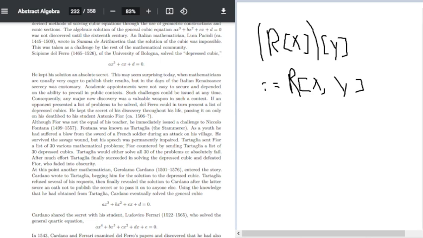Funny enough, I keep stuttering. He was known as the Stammerer. As a youth, he had suffered a blow from the sword of a French soldier during an attack on his village. He survived the savage wound, but his speech was permanently impaired.